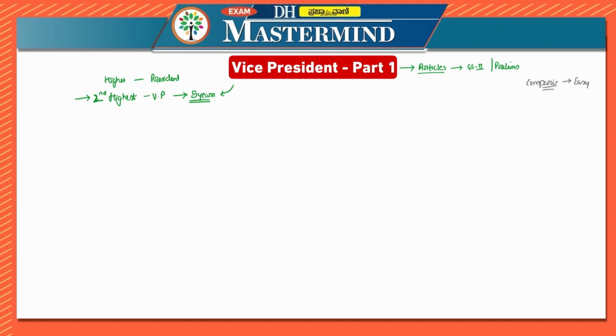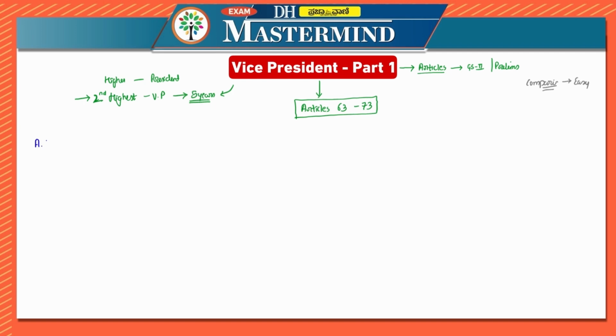With respect to Vice President and the Constitution of India, if you are looking at articles, it is important to know that Articles 63 to 73 deal with Vice President of India. Now, what are those articles? We'll look at them in this part. In the next part, let's start the discussion deeper into Vice President.